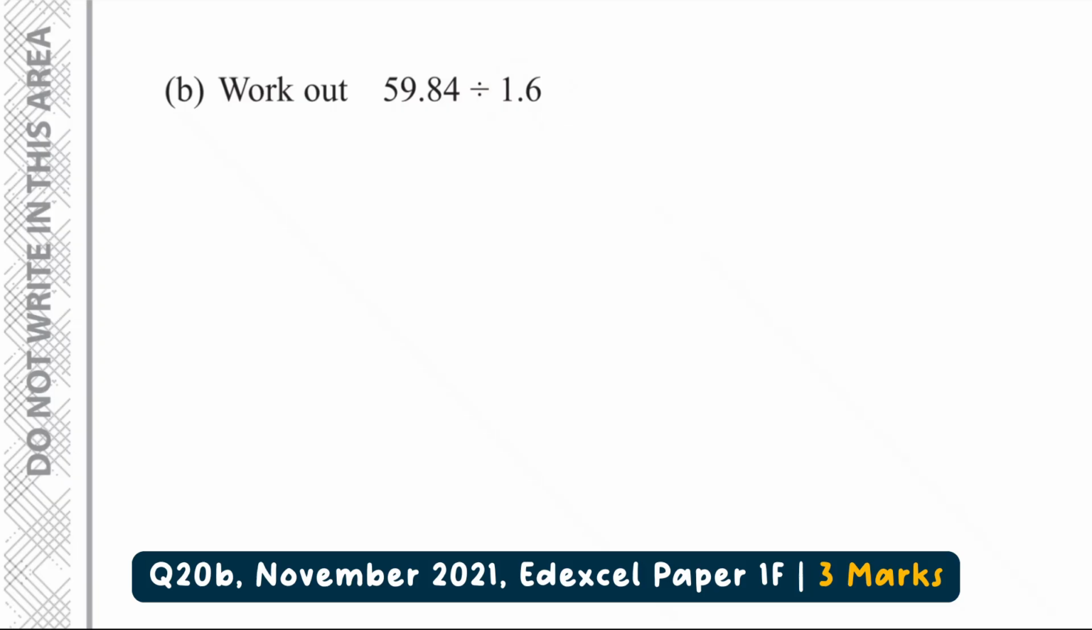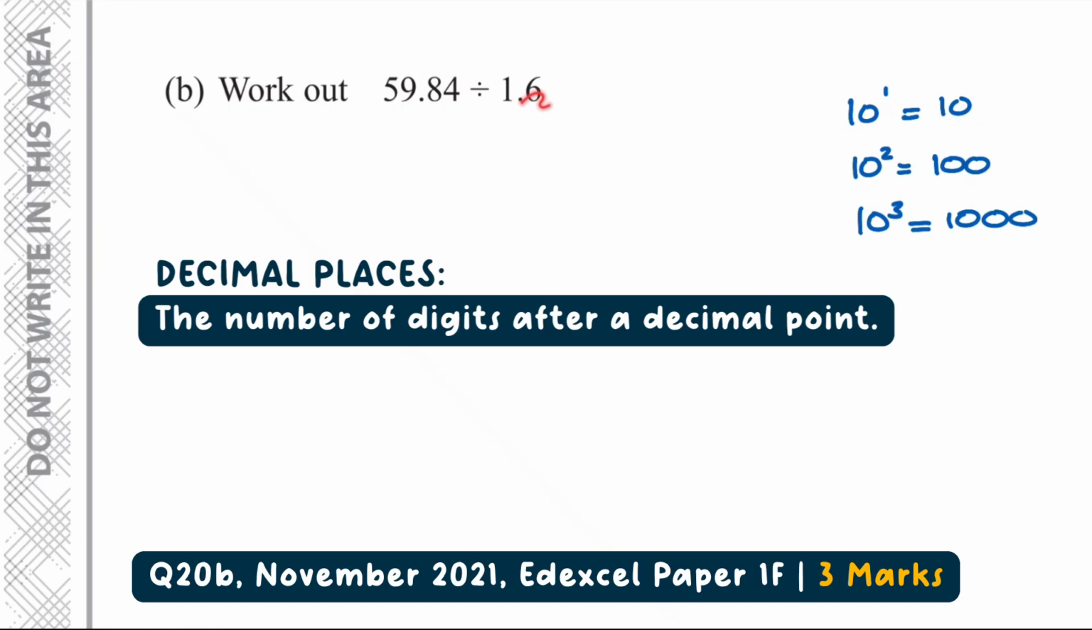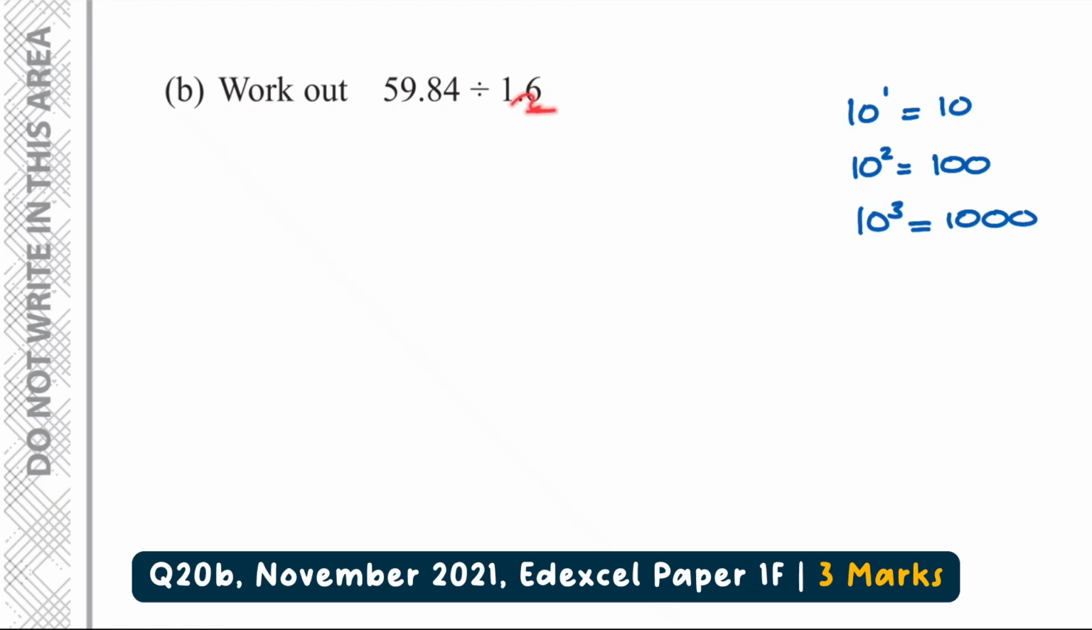To do this, we need to multiply both the dividend and divisor by a power of 10. Examples of powers of 10 are 10, 100, 1,000, 10,000, and so on. To decide which one to use, we go back to the divisor and count the decimal places. The decimal places are the number of digits after the decimal point. This is our decimal point here, and we've got one number after it, so this number has one decimal place.